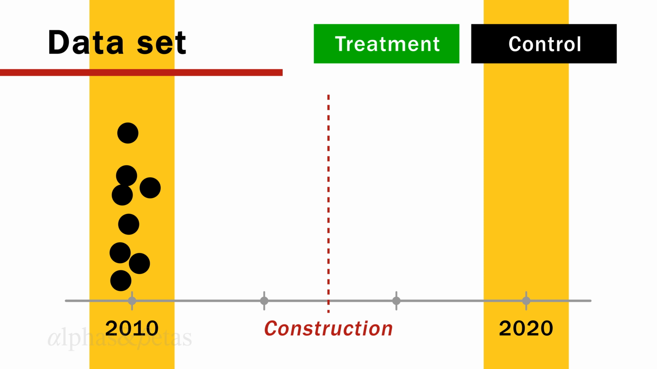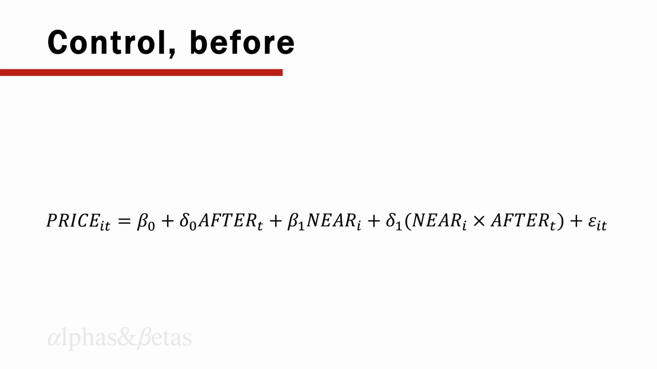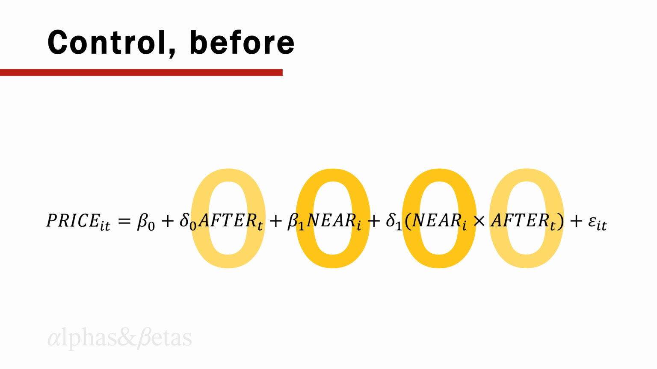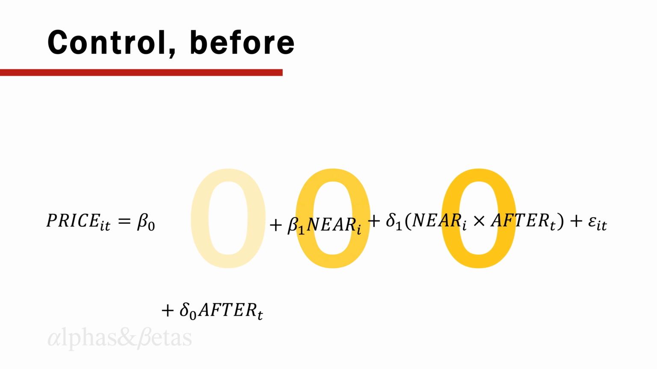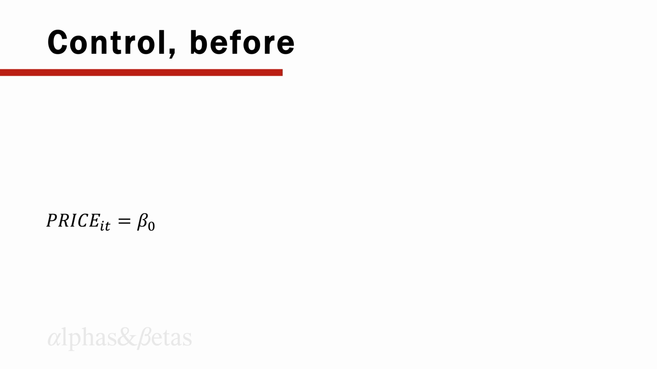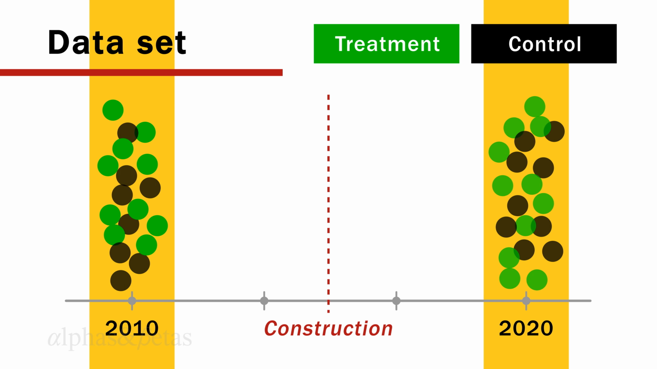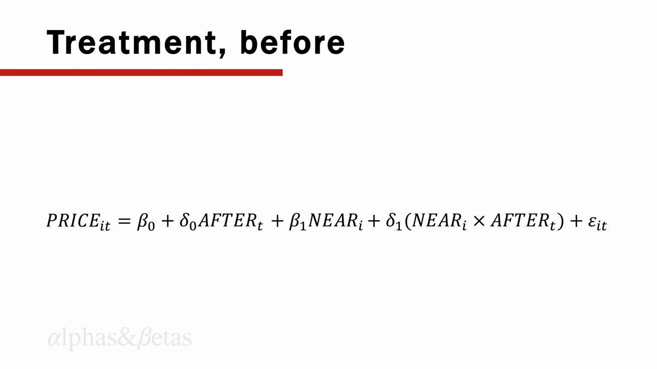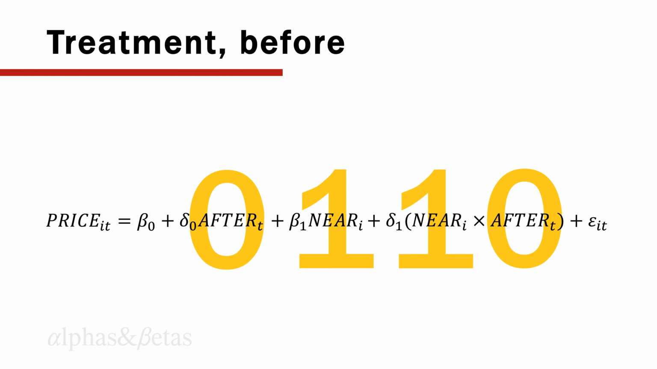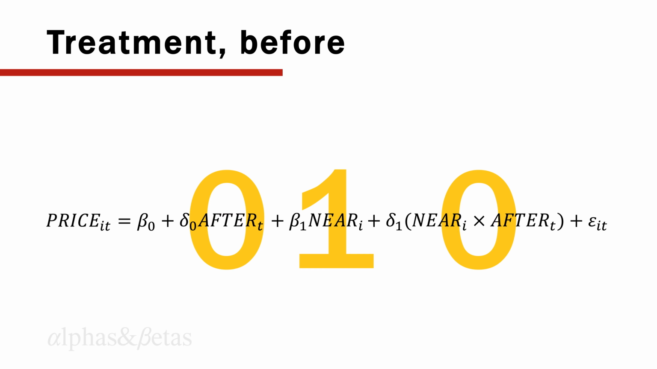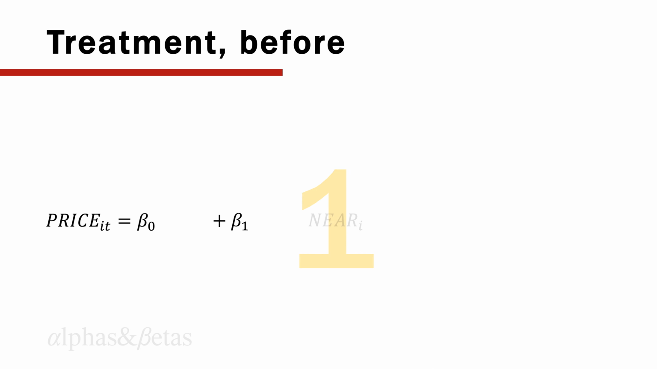For the control group before the treatment, the near dummy variable will be equal to 0, the after dummy variable will be equal to 0, and the interaction term will be equal to 0, so the expected house price will be equal to beta 0. For the treatment group before the treatment, the after dummy variable will be equal to 0, the near dummy variable will be equal to 1, and the interaction term will be equal to 0, so the expected house price will be equal to beta 0 plus beta 1.